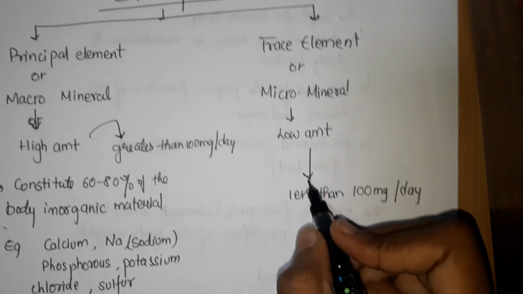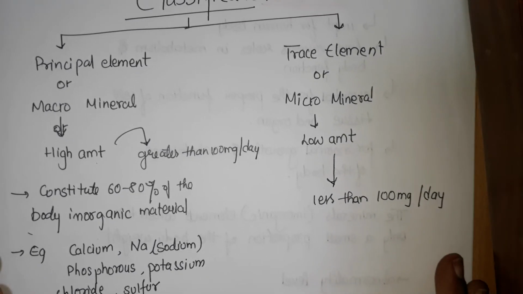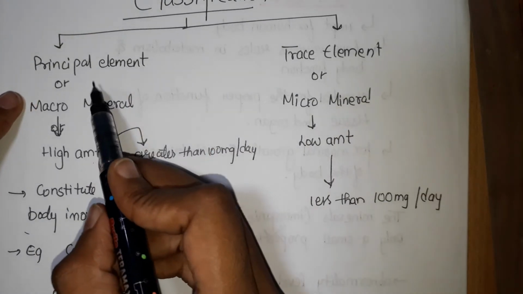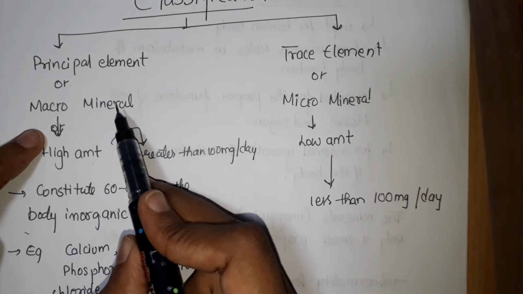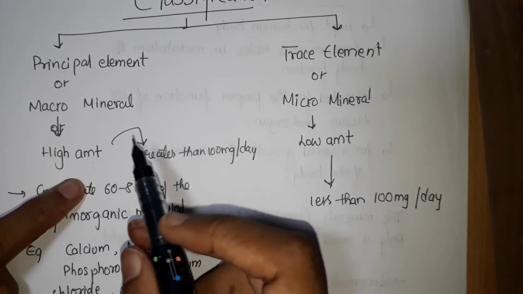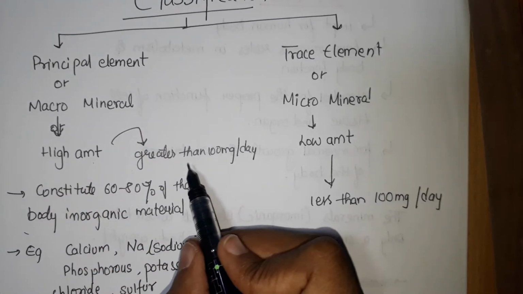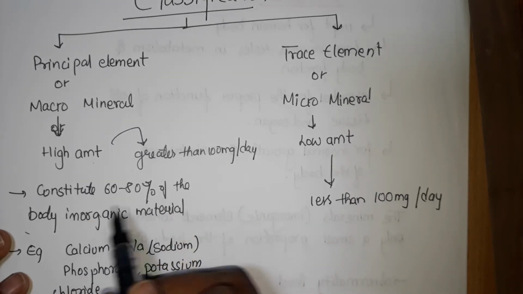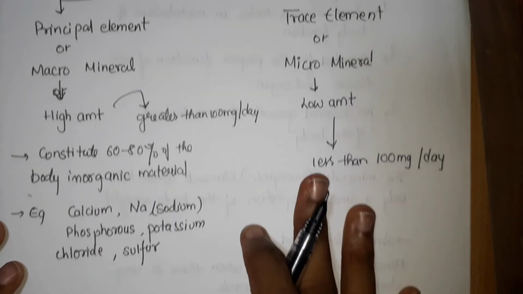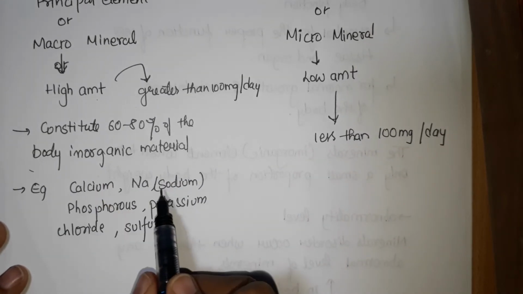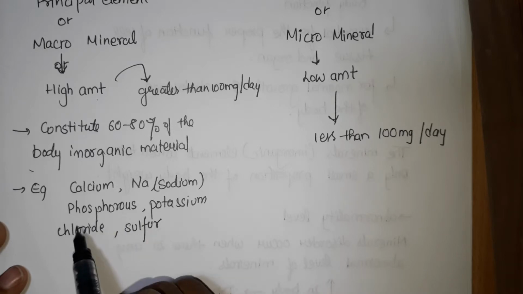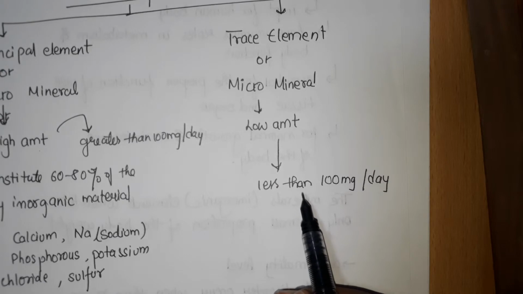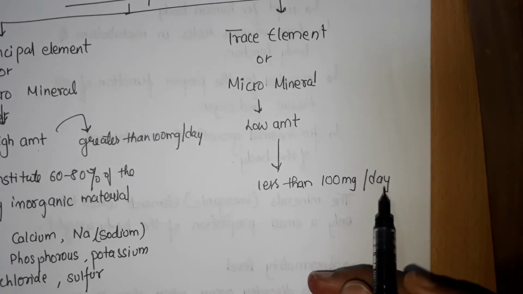Okay, let's take a quick revision. Principal element and trace element. Principal element is also known as macro element because they are required in higher amount. In a day we require greater than 100 mg. It constitutes 60 to 80% of the body inorganic material. Some of the examples are calcium, sodium, phosphorus, potassium, chloride, sulfur. And these trace elements are required in less than 100 mg per day.